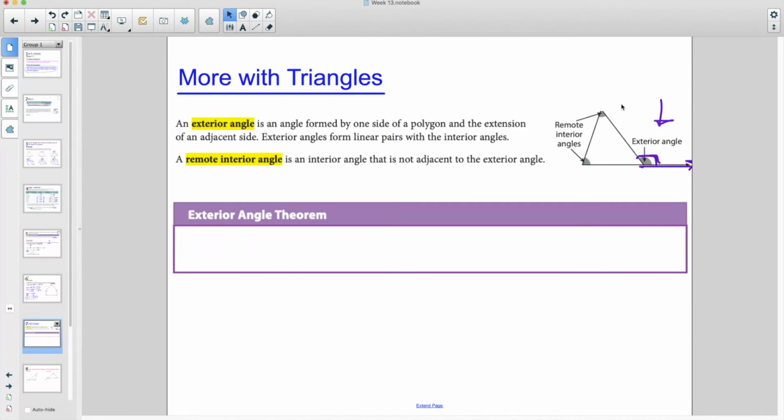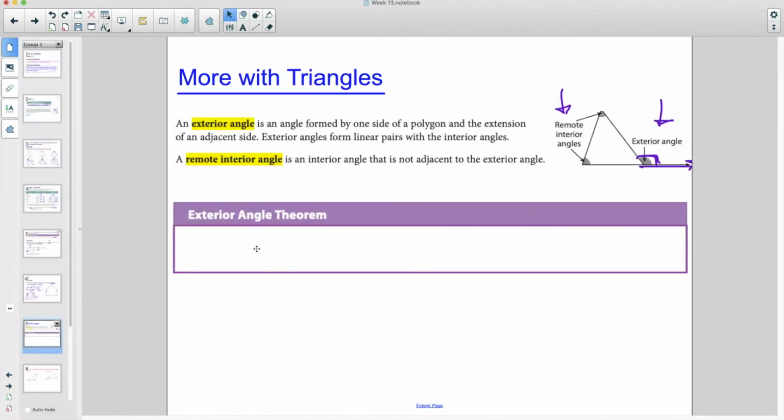Okay, then we have something called remote interior angles. So you have this in your diagram again. Okay, it's an interior angle that is not adjacent to the exterior angle. So that's why it is not including this one. That would be an adjacent angle. Okay, so it is just talking about the opposite angle measures. So with a triangle, we have 2 of them. So we have a theorem here. And if you think about it, think about the relationship between these 2 remote interior angles and the exterior angle.